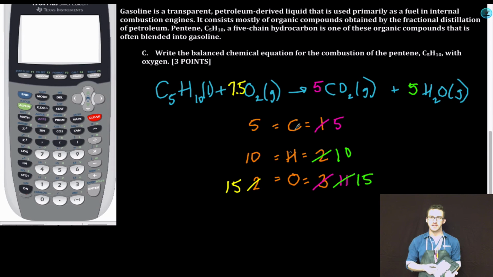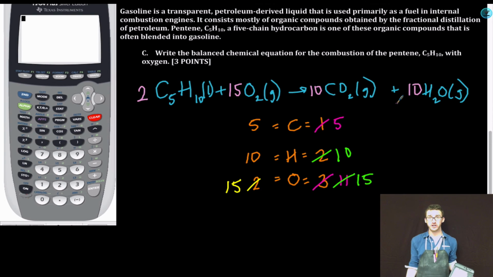However, we do want to balance using the smallest whole number ratio. So now let's think about what factor I could multiply every coefficient by in order to turn them all into whole numbers. Answer, 2. If I multiply this invisible coefficient of 1 by 2, I get 2. If I multiply 7.5 by 2, I get 15. 5 times 2, 10. 5 times 2, 10.